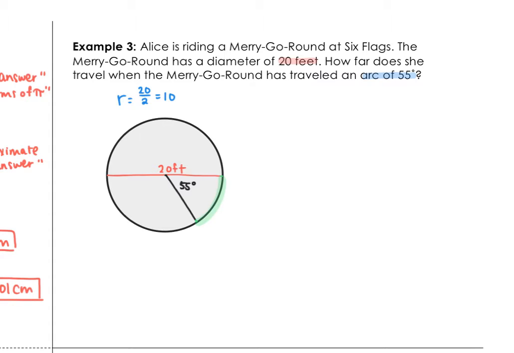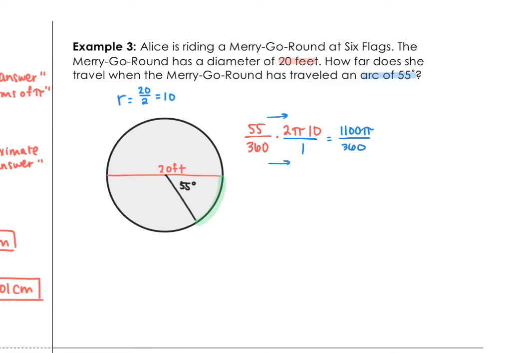And now we can go ahead and use our arc length formula. So it's the fraction of the circle, which is 55 over 360 times 2 pi and times my radius, which is 10. All right, then we multiply everything straight across. So in terms of pi, we're just going to multiply the numbers. So 55 times 2 times 10, we get 1100. So the numerator is 1100 pi. Don't forget the pi on top. And the denominator is just 360 times 1, which is 360.